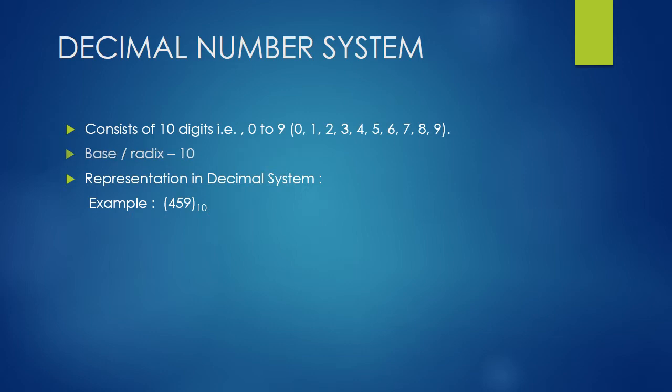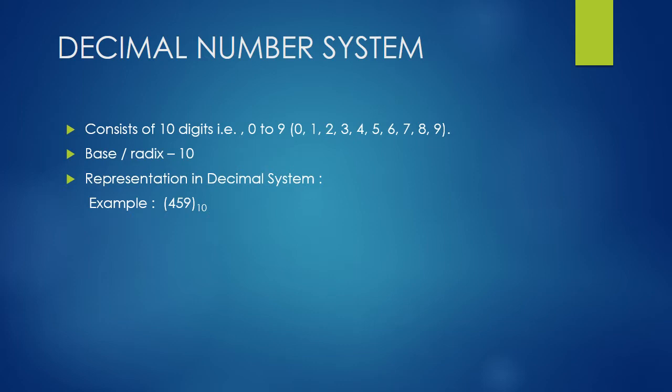Next is base or radix. Now, what is base or radix of any number system? The base of a number system is the number of digits used in that particular number system. Base is also known as radix. Now see, in this decimal number system, there are altogether 10 digits used to represent the decimal number system. So, the base of decimal number system is 10.